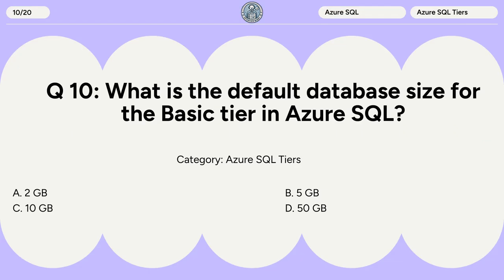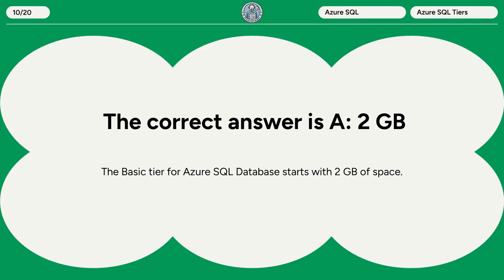Question 10. What is the default database size for the basic tier in Azure SQL? A. 2 GB. B. 5 GB. C. 10 GB. D. 50 GB. The correct answer is A. 2 GB. The basic tier for Azure SQL Database starts with 2 GB of space.